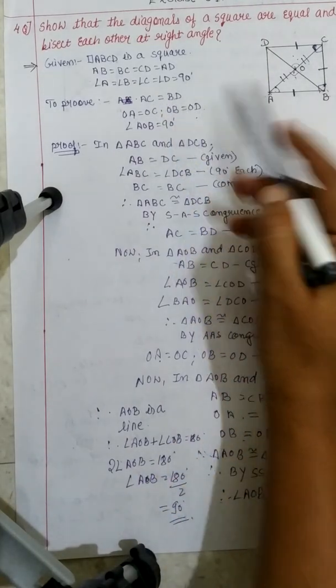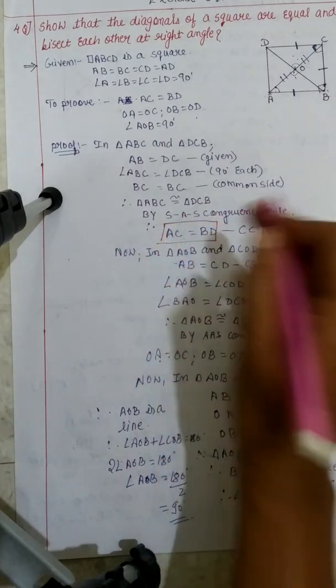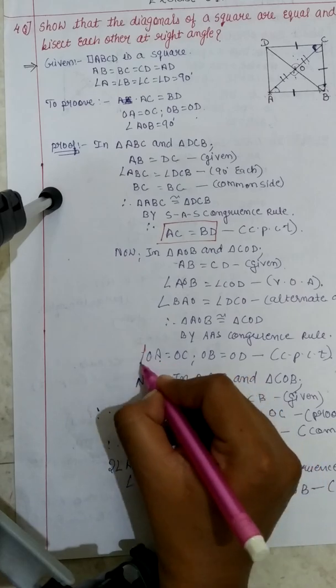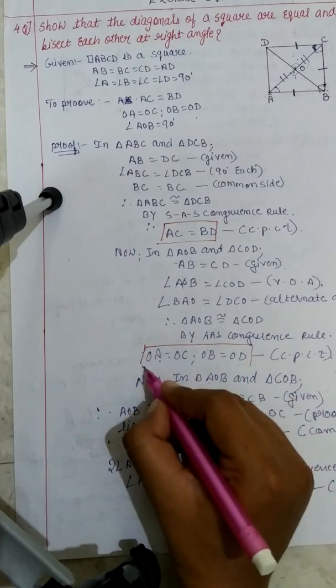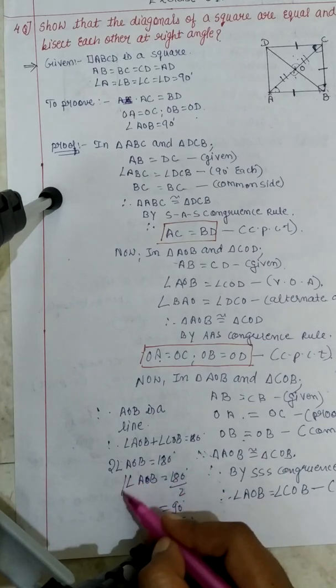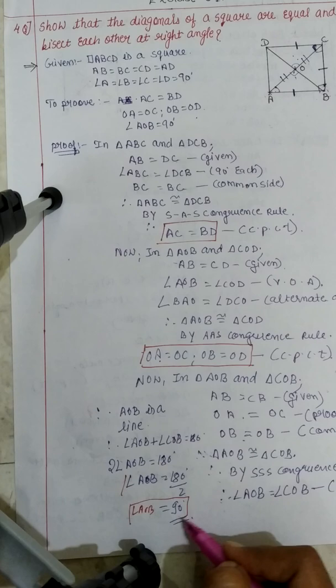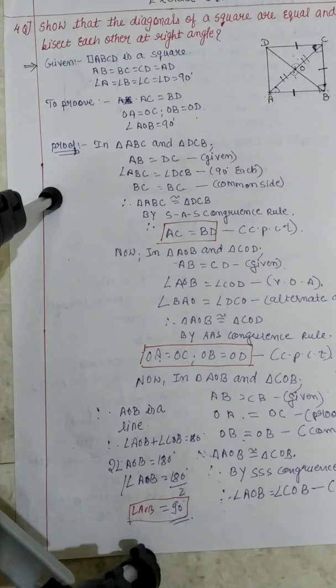Hence we have proved all three parts, that is, diagonal AC equals BD, then OA equals OC and OB equals OD, that is the bisecting part, and hence angle AOB is equal to 90 degrees. This is your third part.